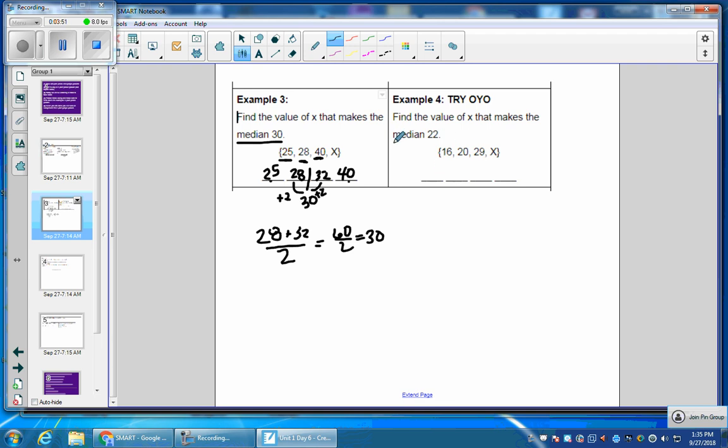This next one I want you to try on your own. Just before you get started, make sure you place that line in the middle for your median and write 22. So go ahead and pause it and see if you can come up with where the numbers go.